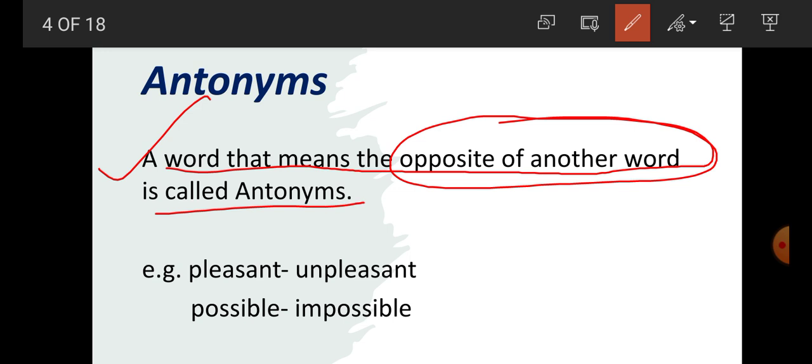It is called an antonym. For example, students, pleasant: the opposite of pleasant is unpleasant. Possible: the opposite of possible is impossible. So here we have pleasant and unpleasant. Unpleasant is the opposite, and here the prefix un is added, and that's why it is an antonym. So we got that when we add some suffix or prefix to a word, it becomes an antonym.